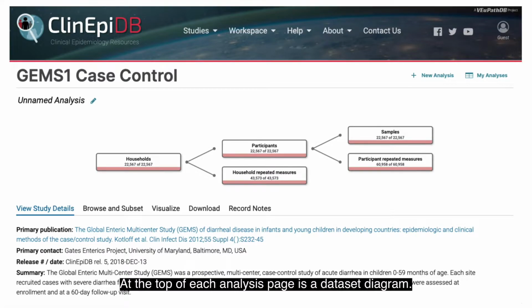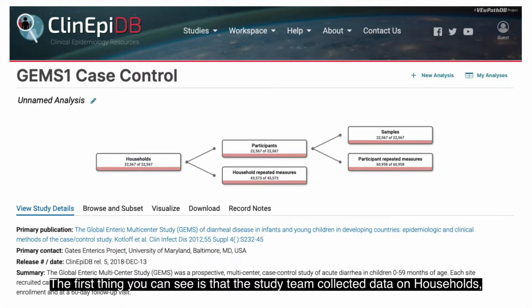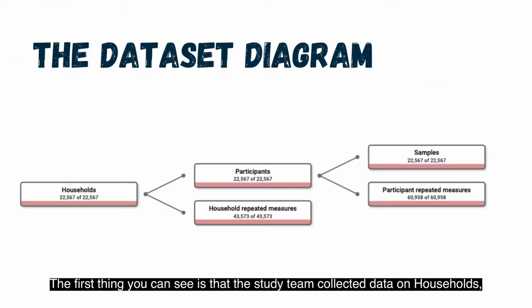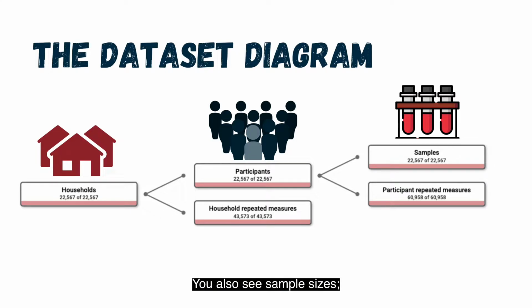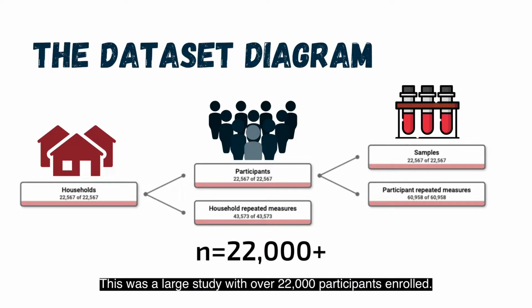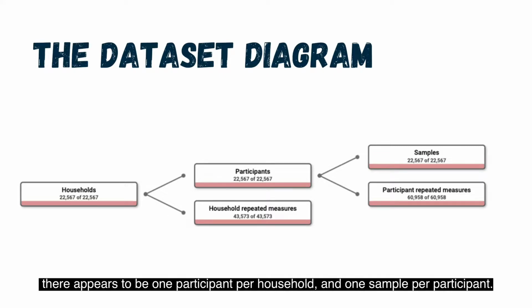At the top of each analysis page is a dataset diagram. This gives you an overview of the dataset. The first thing you can see is that the study team collected data on households and participants living in the households, and samples collected from the participants. You also see sample sizes. This was a large study with over 22,000 participants enrolled. And looking at the sample sizes, there appears to be one participant per household and one sample per participant.